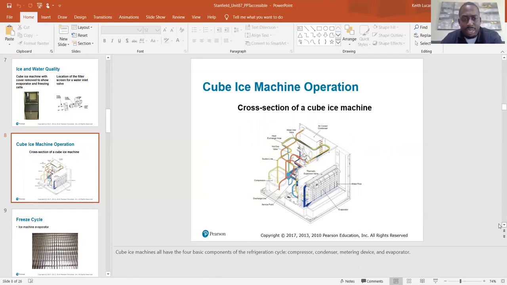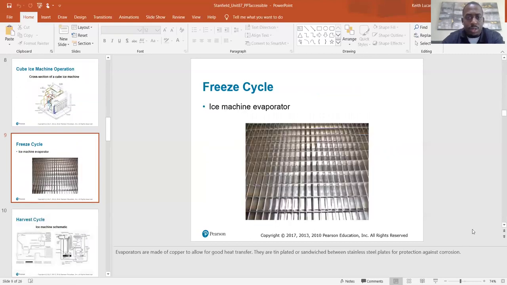So cube ice machines all have the four basic components of the refrigeration cycle: compressor, condenser, metering device, and evap coil. So we know that. So these are the cells. Evaporators are made of copper to allow for good heat transfer. They are tin plated or sandwiched between stainless steel plates for protection against corrosion. So this here is the evap coil, and behind this stainless steel is the copper coil inside, which has your refrigerant inside, and it is extremely cold.